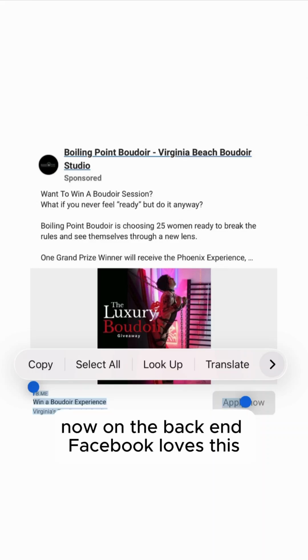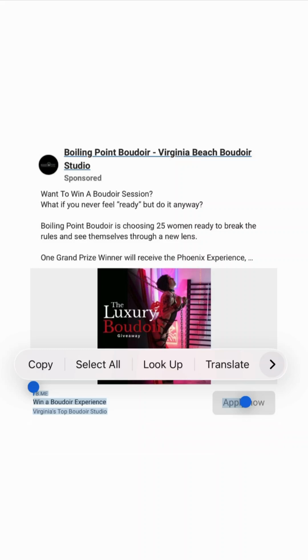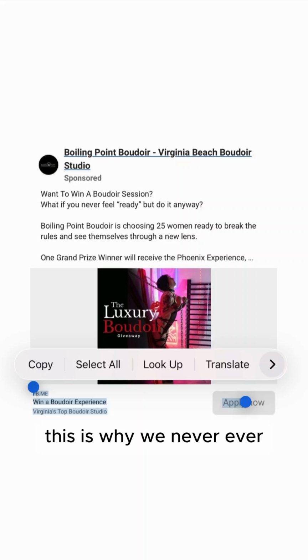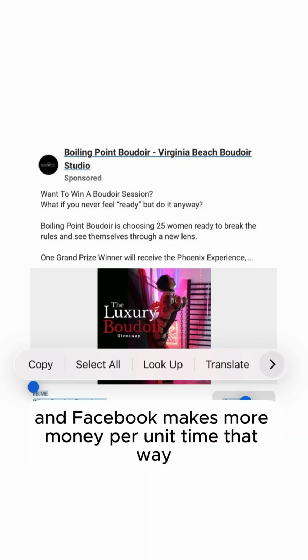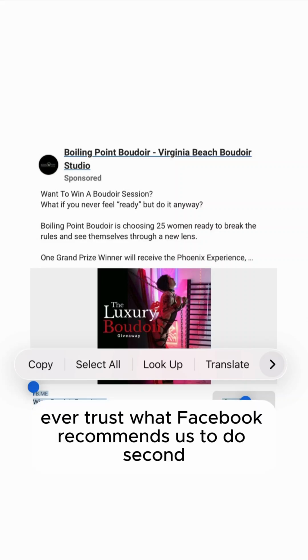Now, on the back end, Facebook loves this, because the more women scroll by our ads out of 100, lowering our unique CTR, the more ads Facebook can serve per unit time. Facebook makes more money per unit time that way, and we waste and lose more money per unit time. So we never ever trust what Facebook recommends us to do.